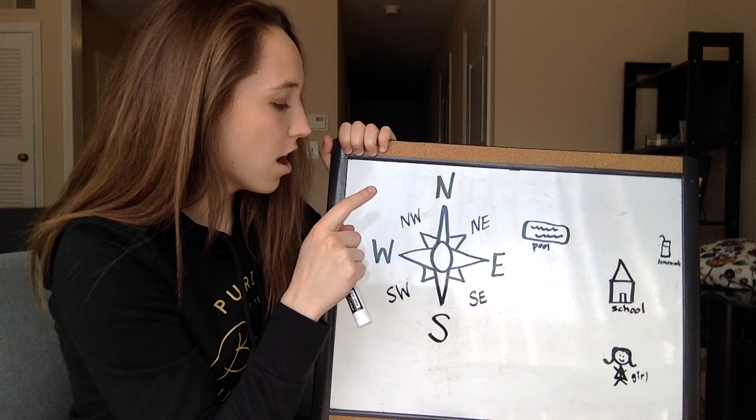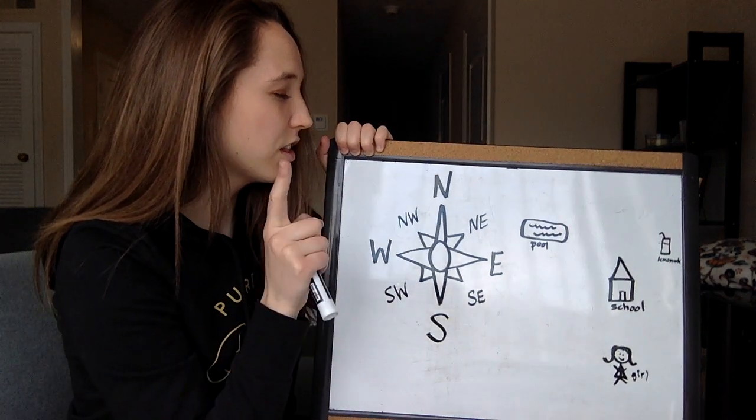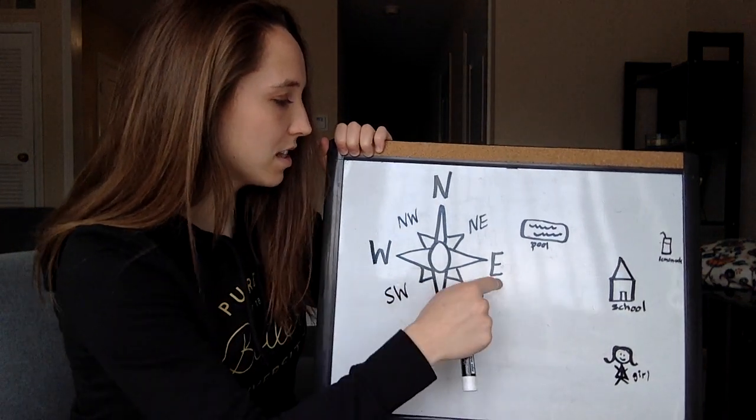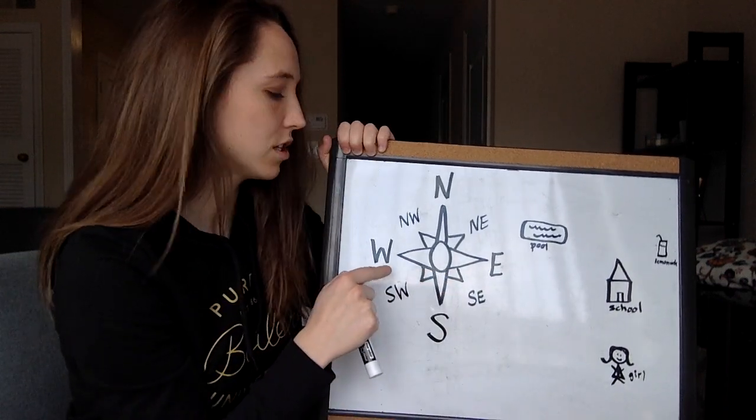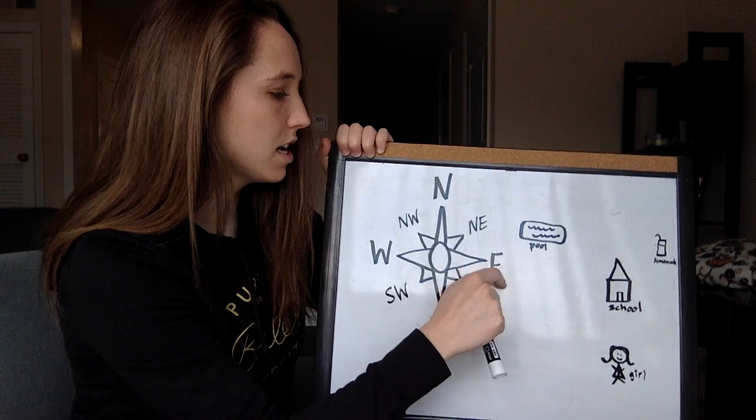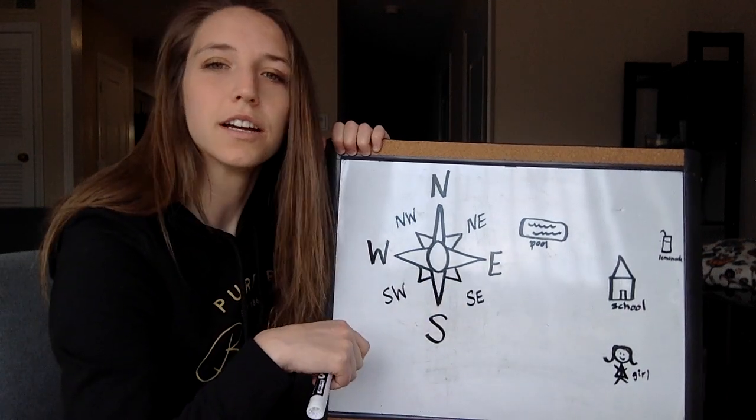Okay. Also, another good thing to remember is that the west and the east, they're on this side. If you look at it, it also spells the word we. So W is always on this side, E is always on this side. Okay?